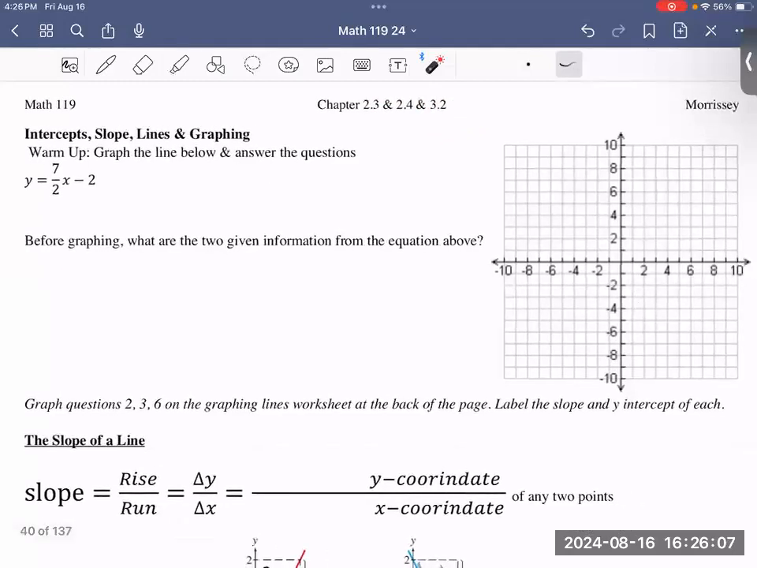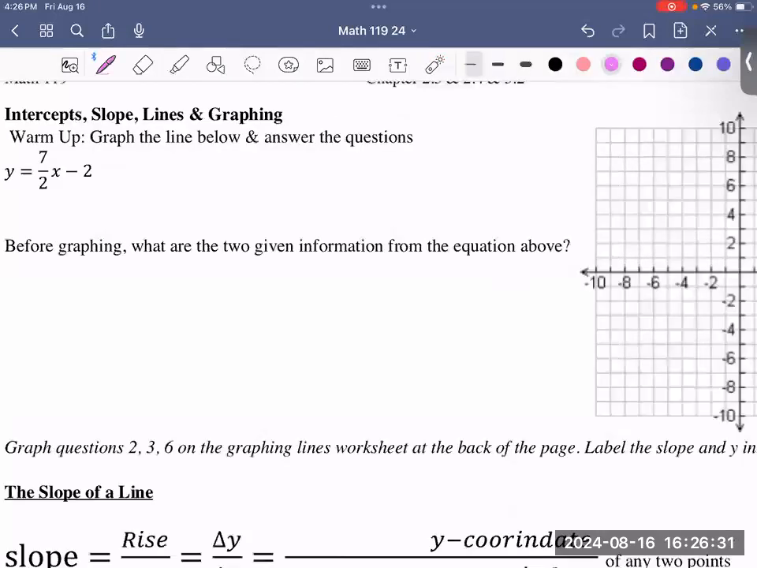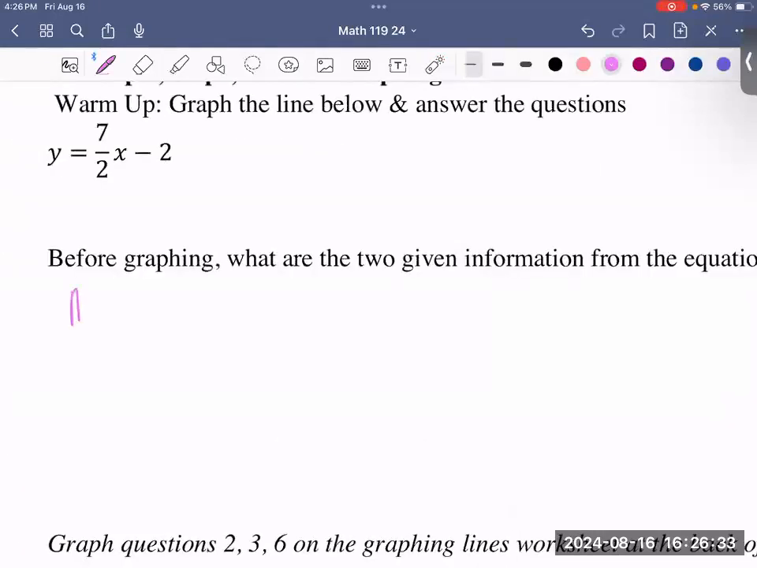Now, first thing I want you to do is that warm up where it says graph the line below and answer the questions. So you'll notice you have y equals 7/2x minus 2. Go ahead, answer the question and see if you can graph by pausing the video. Before graphing, what are the two pieces of information given from the equation above? Before you can graph, you must recognize that your slope, m, is 7/2.